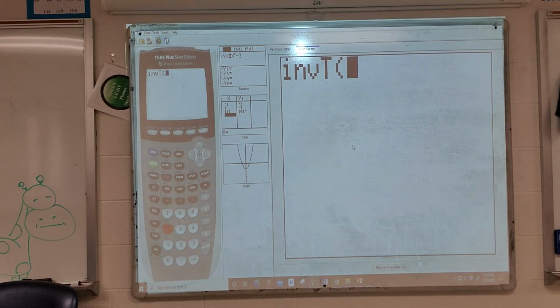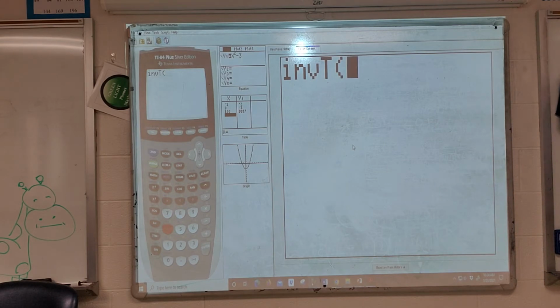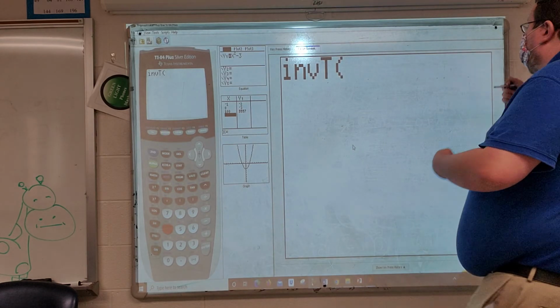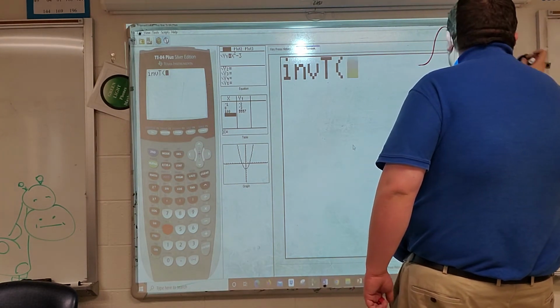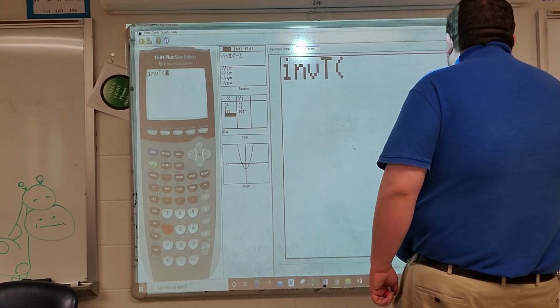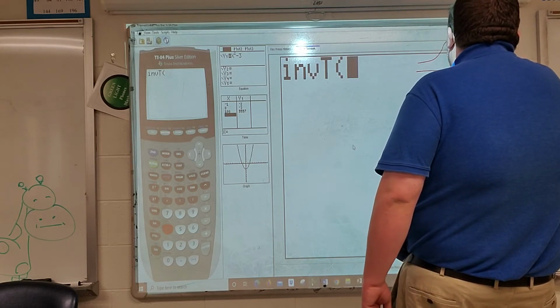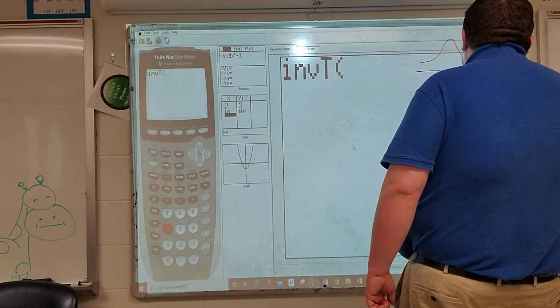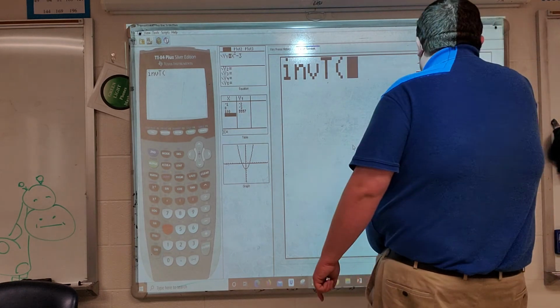Now, inverse t. Your calculator will look a little different because it'll have the fancy template. It asks for the area. Well, we find that the same way we found the area before. What was our confidence level again? It was 95. Okay, so 95% goes in the center.